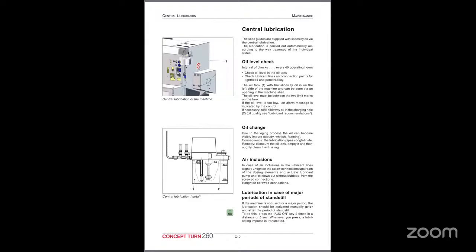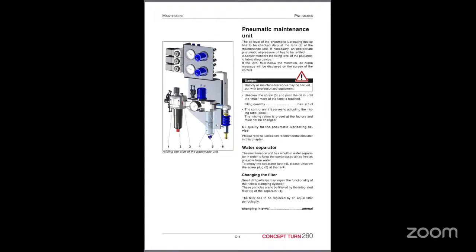This machine has an automatic central lubrication system, so make sure that the tank is not empty. As per the recommended interval, you should change the oil. If the oil has air bubbles, then the lubrication will fail. After a long shutdown, verify the lubrication manually. Coming to the pneumatic maintenance unit, this is the air preparation system of the machine.